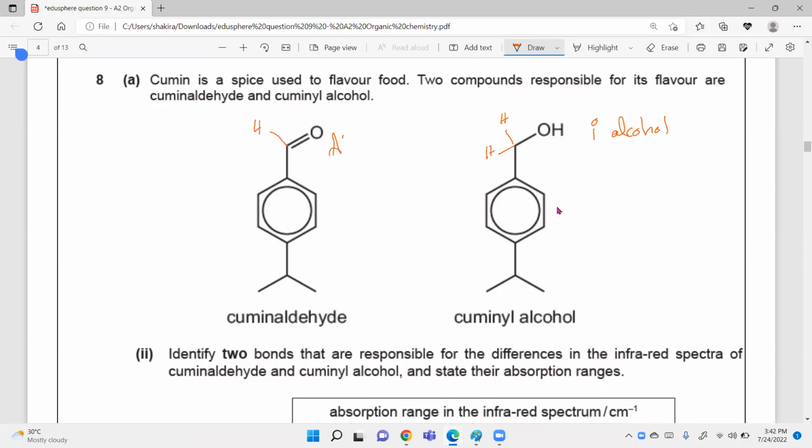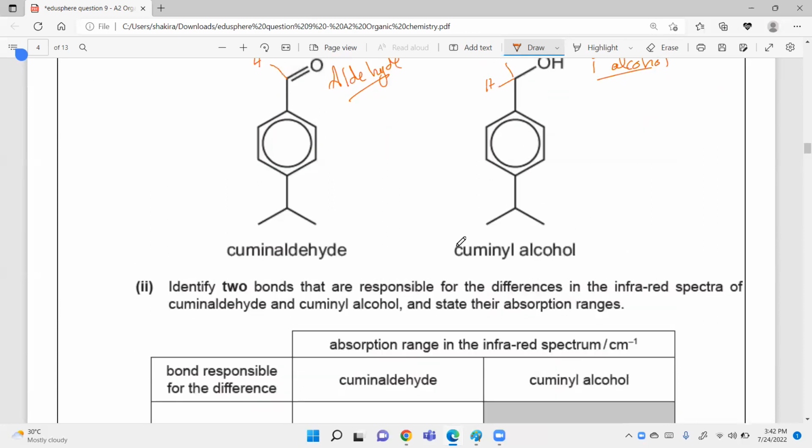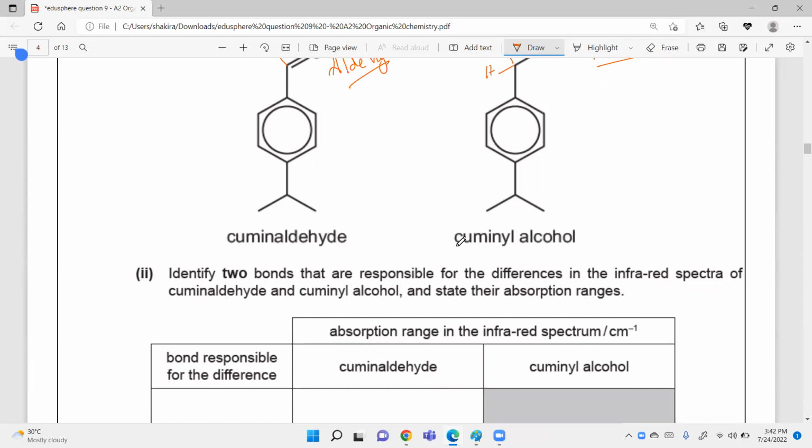Aldehyde. Whenever you start a reaction, please try to analyze the structure and get some idea about the structure of the molecule to find out the functional groups available, because that helps you to find answers for questions easily. Okay, we are dealing with an aldehyde and an alcohol. Identify two bonds that are responsible for the differences in the infrared spectra of cinnamaldehyde and cumenoyl alcohol and state their absorption ranges.